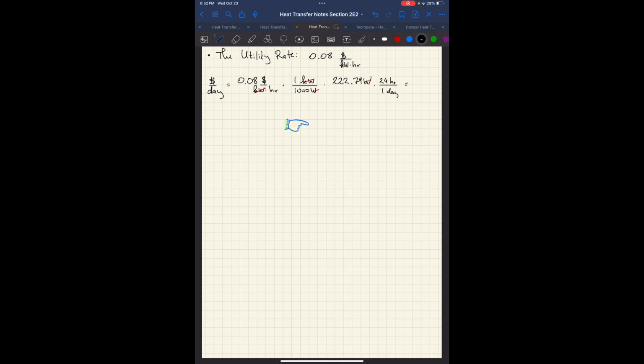And basically we're going to get the dollars per day that are going out the window are $0.428, which is approximately 43 cents a day. Okay, 43 cents a day. Doesn't seem like a lot, but over time it will start to add up. And this is why people upgrade their windows, or they put up curtains, or maybe both, to reduce this heat loss. And that's basically it for the final review.